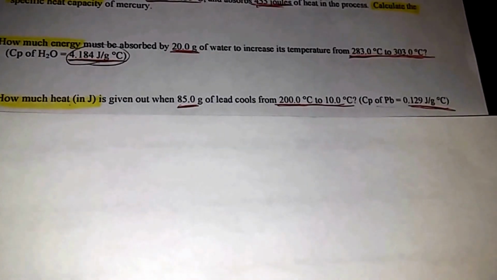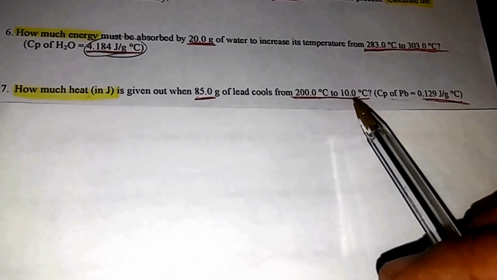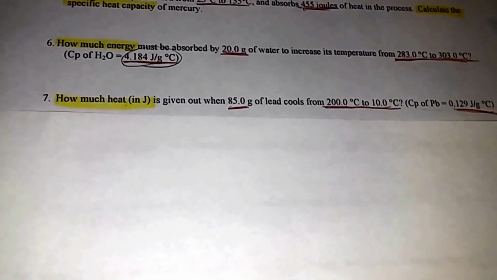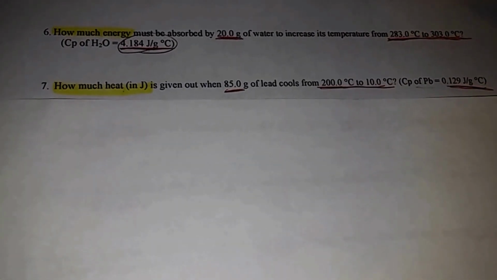Okay, the reason I picked this one is because you're going to notice that now the final temperature is going to be smaller than the initial. So you're going to have a negative number, which is pretty much okay because the negative number is telling you here that it's losing energy.